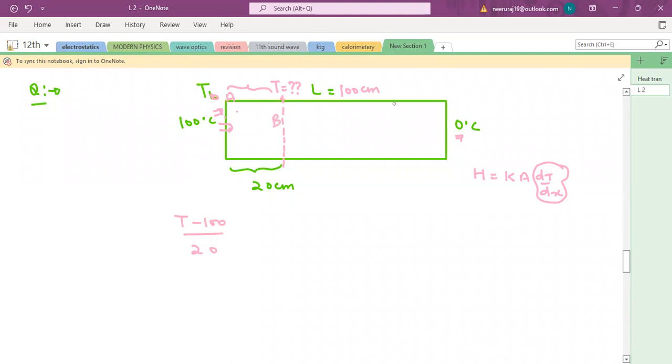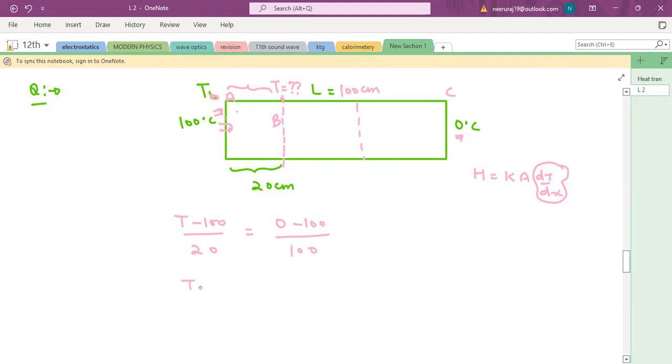Now throughout the rod the temperature gradient is constant. So let's see point C. This temperature gradient should be the same between A and C, or B and C. You take any 2 points, the temperature gradient should be constant. Now let's calculate the temperature gradient between point A and C. This side 0, this side minus 100. Change in temperature divided by length. The length is 100 centimeters. Now you can solve this.